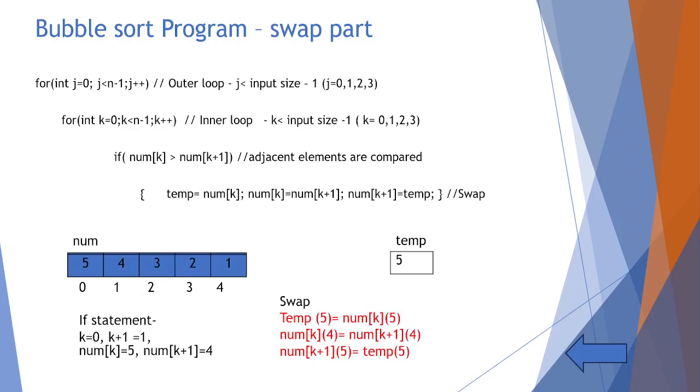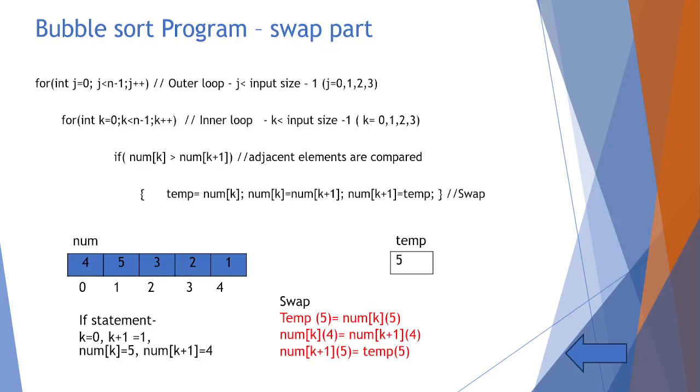Before the assignment operator, it talks about the address, and after equals to, it talks about the value. So in the num of k area, that is in this address area, store whatever is there in num of k plus 1. After this statement, the array looks like 4 4 3 2 1. But the last statement, num of k plus 1 area, that is index 1, store whatever is there in temp. So the array is like this, 4 5 3 2 1 instead of 5 4 3 2 1.